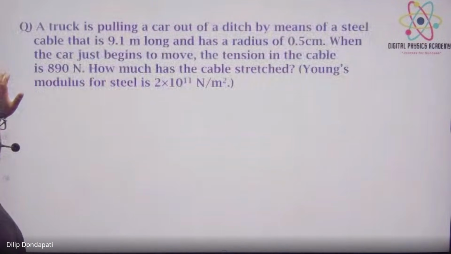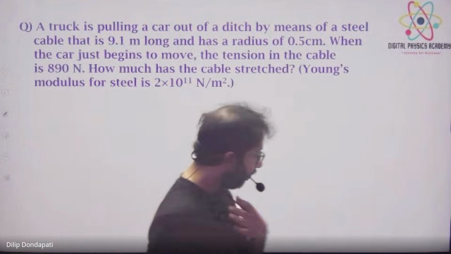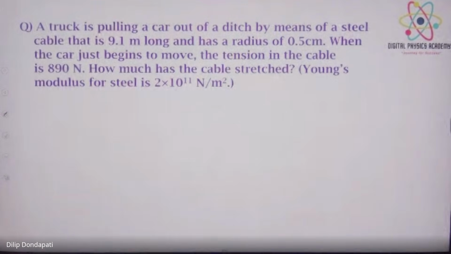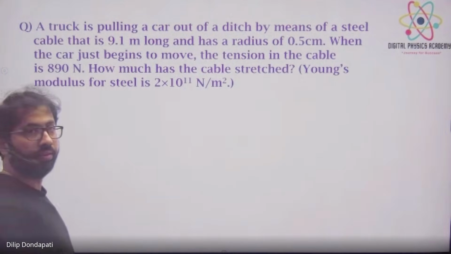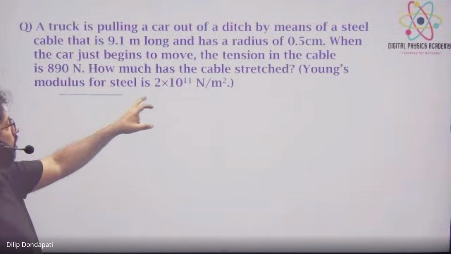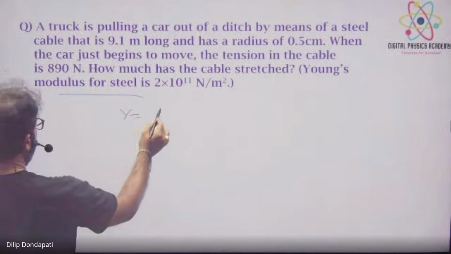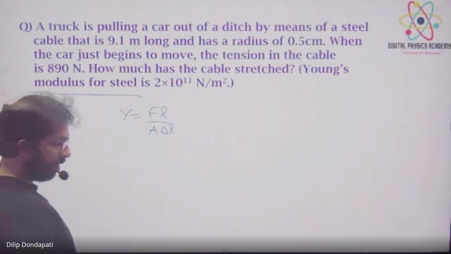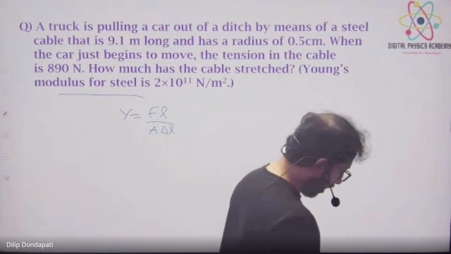Okay, let's do a question now. A truck is pulling a cart with a bridge by means of a steel cable. When the car just begins to move, the tension in the cable is this much; the force is given to you. How much has the cable stretched? That is delta L to be found. Young's modulus is given to you, right? So the formula is Y equals F L by A delta L, and find delta L. Calculate, don't copy it from somewhere. Try to calculate, then check.